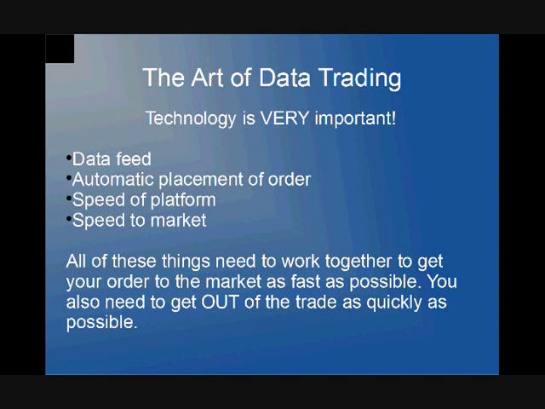You need a data feed. You need to get this information as it's coming very, very quickly. You need that information to then translate into an automatic order. You need that platform that you're placing the order on to be as fast as possible, and you need the order to reach the markets as quickly as possible. All of these things need to work together to get your order to the market as fast as possible. You also need to get out of that trade as quickly as possible.